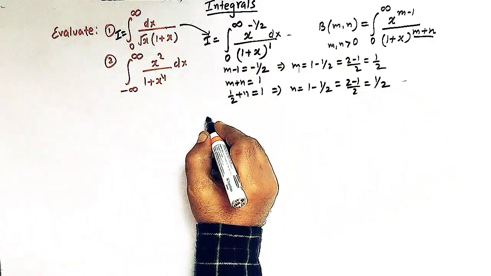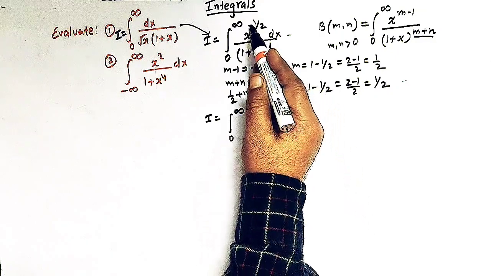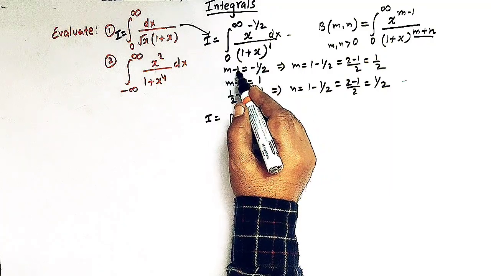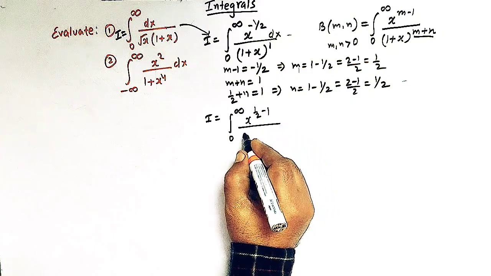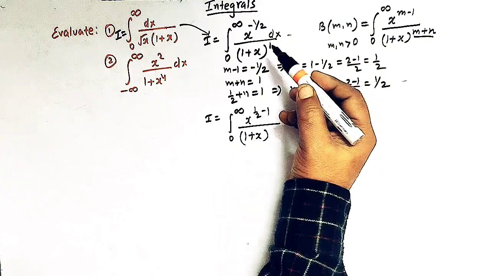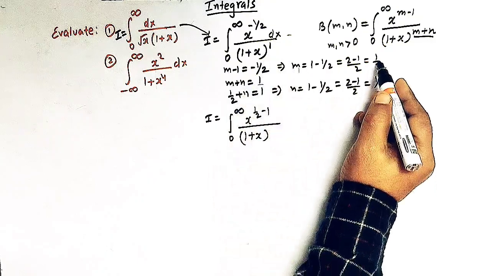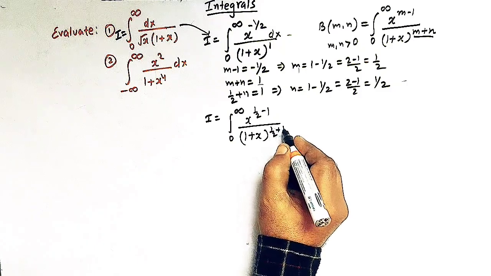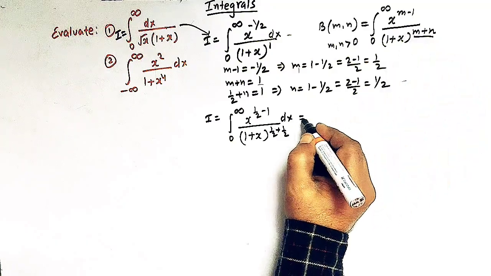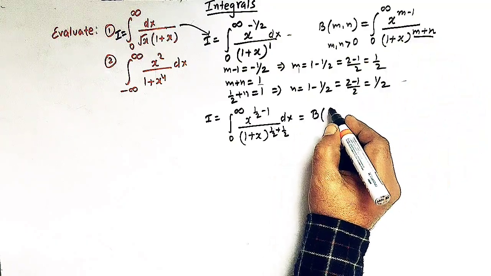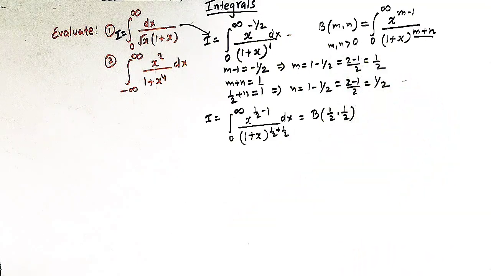So now this integral I can be written as 0 to infinity, and x raised to minus half can be written as m minus 1, and m is half, so we have half minus 1, and here we have 1 plus x raised to 1. Now 1 can be written as m plus n. So m is half and n is also half, so we have half plus half. So now this integral is of this form, so we can now write this as beta half comma half, and obviously half and half are greater than 0.